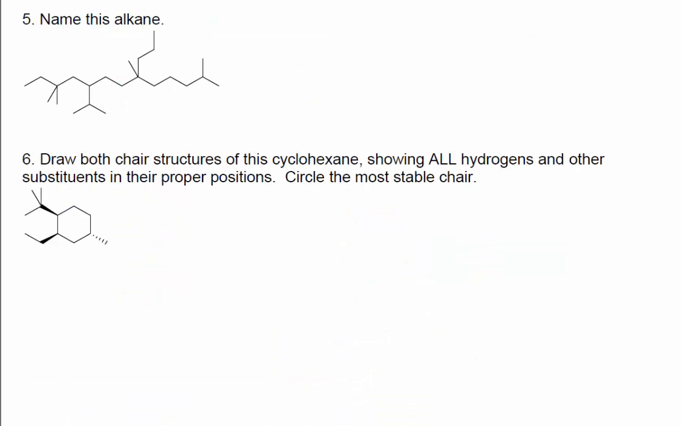Fifth question asks us to name this alkane. So in this case we need to number the main chain. Probably want to start numbering from this side over here nearest the substituent, so we give that the smallest possible number. So if we number, we end up with 13, I think. And let's try that again, tridecane. So that's the parent name.